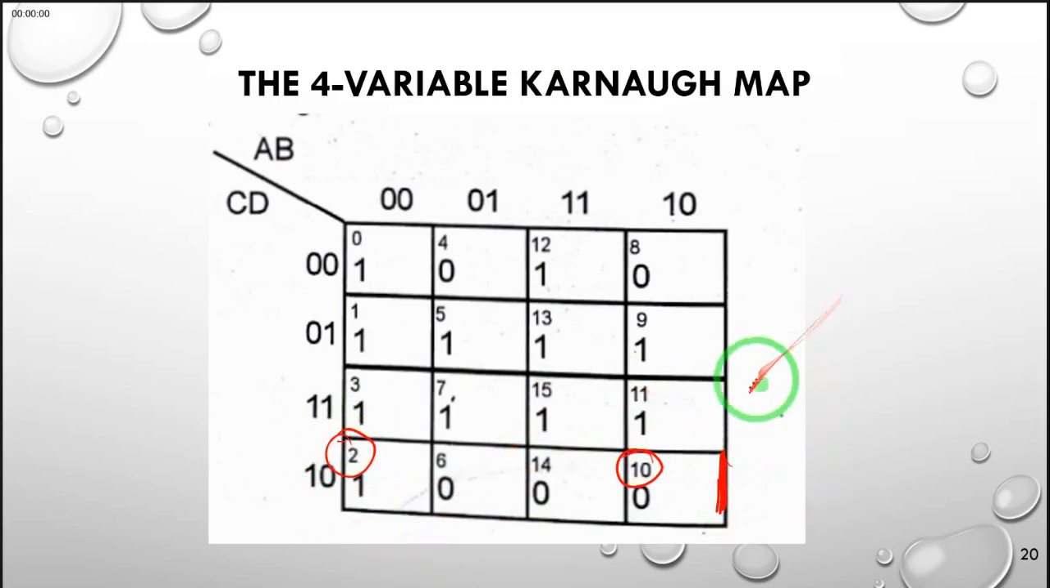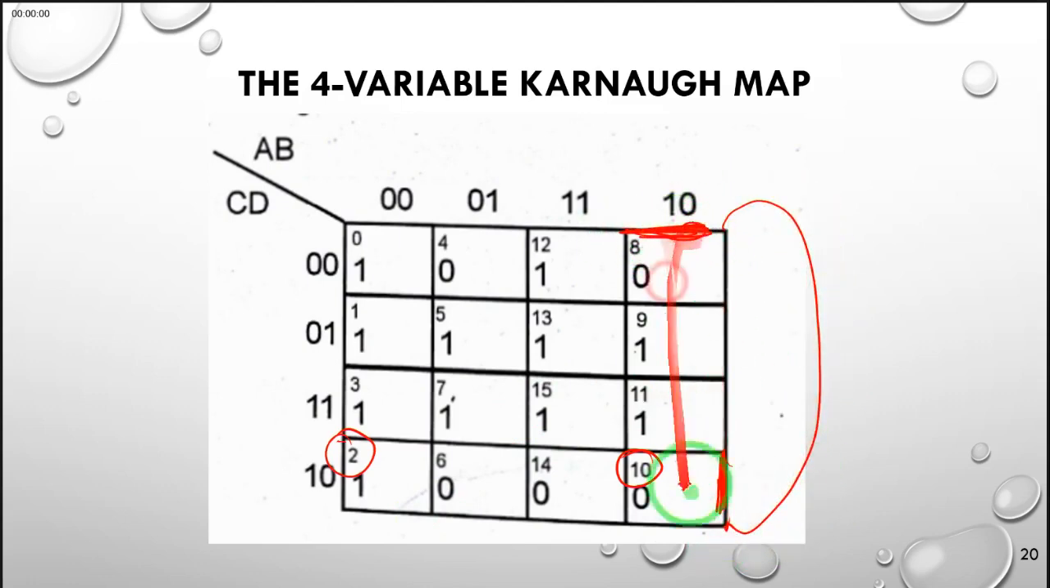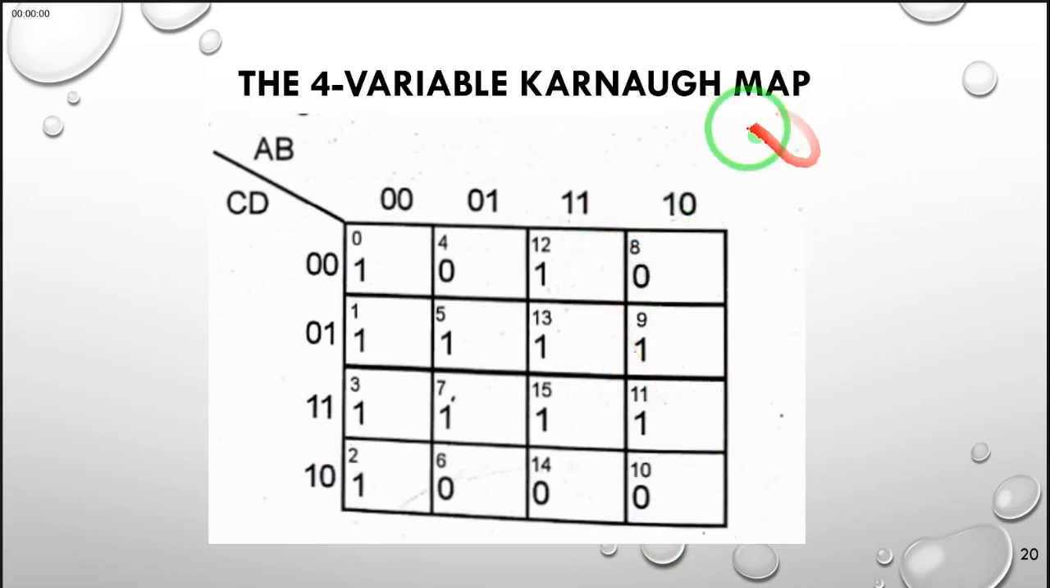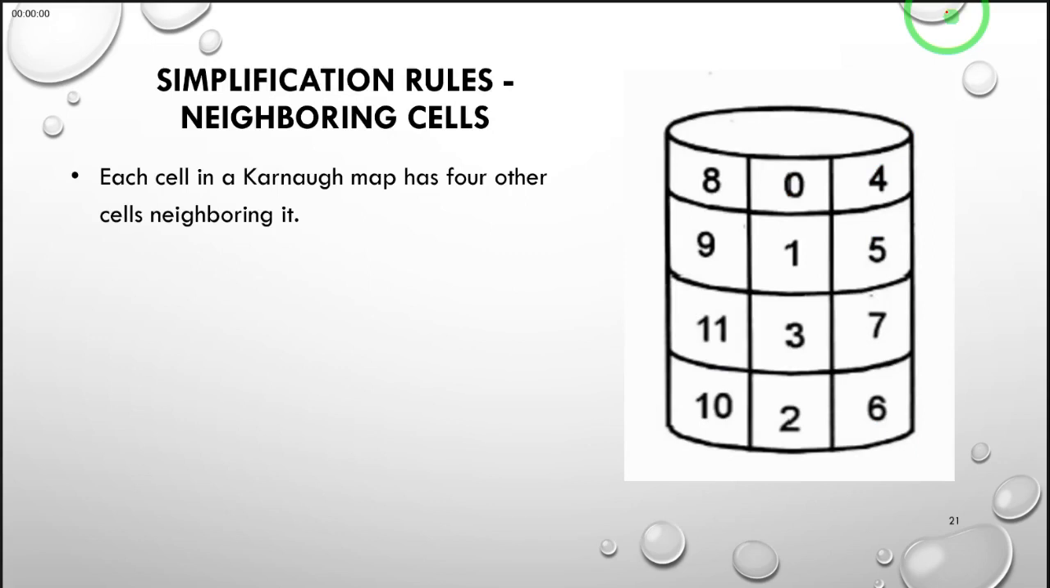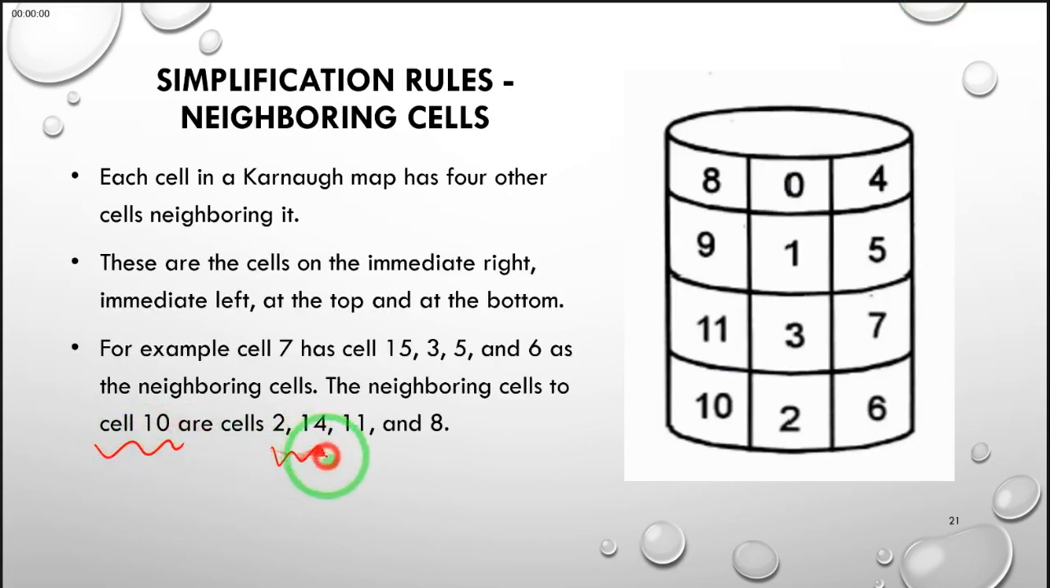And on the other hand, if you are to fold it horizontally, you'd see that this edge would touch this edge, and therefore this edge would touch here. And for that reason, number 10 is now neighbored by cell number 8. And therefore, the neighbors of 10 are 14, 11, 2, and 8. That is what we are saying in this slide here. The neighbors of 7, just like I mentioned, are 15, 3, 5, and 6.